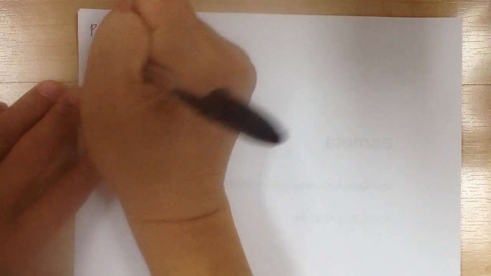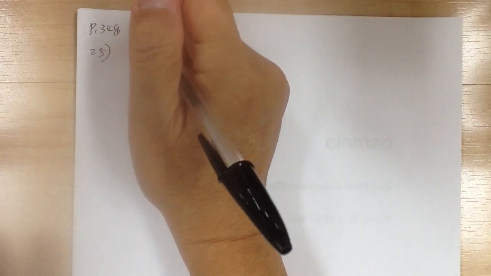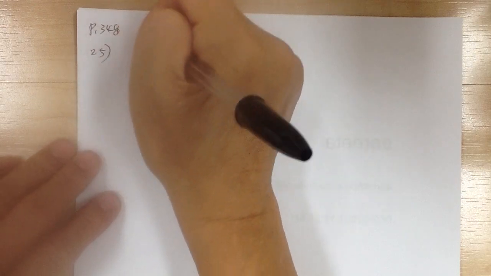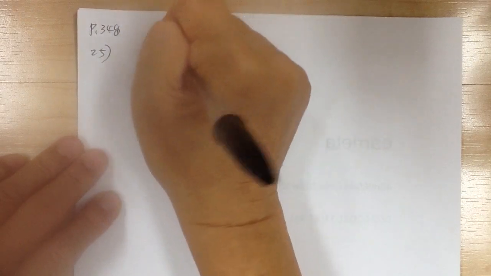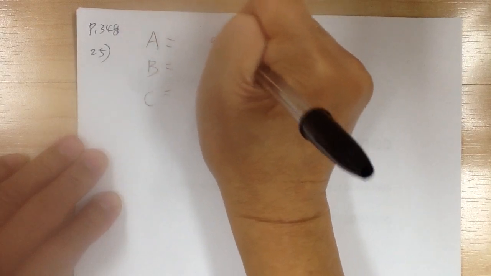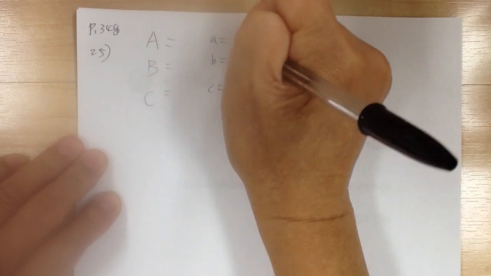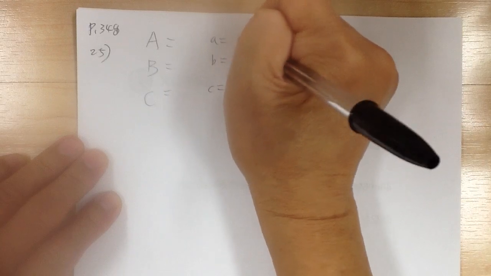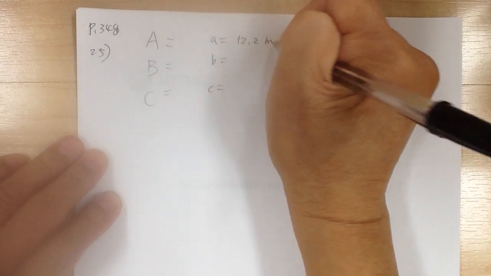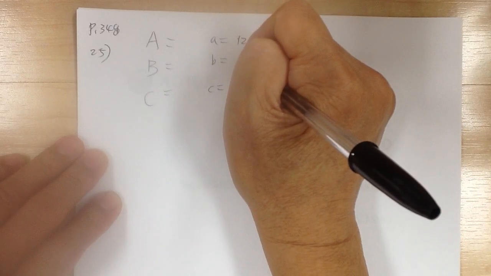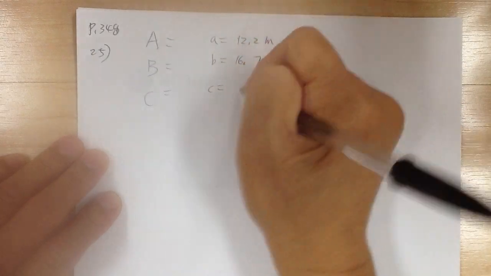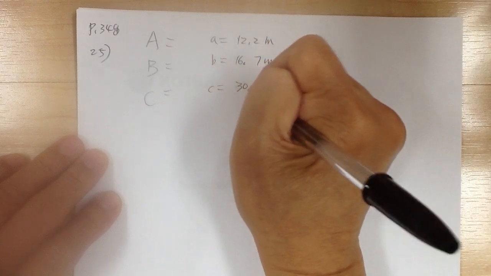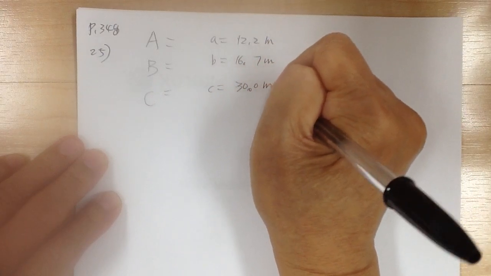Number 25. Let's go A, B, C. A is 12.2 meters. B is 16.7 and C is 30.0 meters.